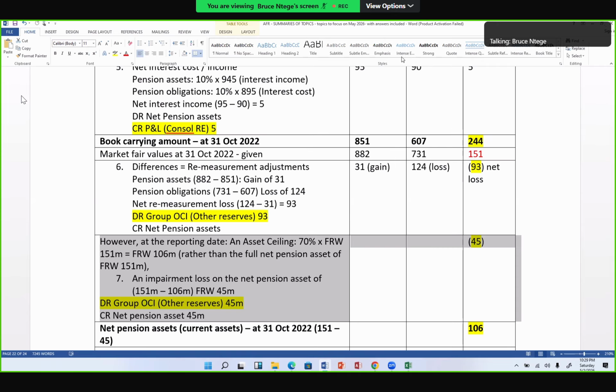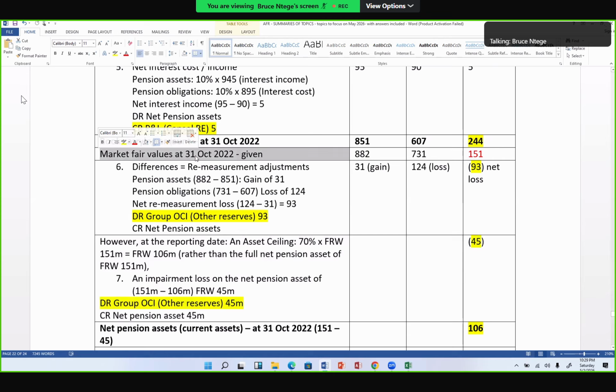If I get your question well, sir, on pension scheme, in case we don't have asset ceiling, what amount should we record in the statement of financial position? So we would now record 151. So all the 151 is recoverable. So that's the English. The English is that we may not be able to recover all of it. If they told you, yes, you can only recover 70%. If they didn't tell you that, then you can recover all the 151. You don't have to reduce it by 45. So you take the 151 in the current assets as the net pension asset. Full stop. So that's how it will be.